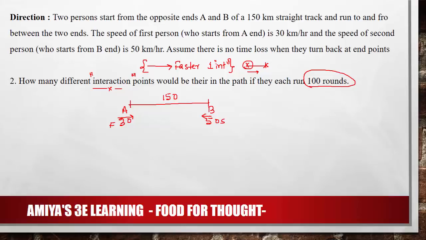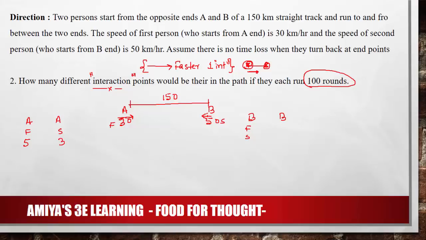So we have to find the total time in one process, and during this process how many times they would meet at the extreme ends, because when they meet at the extreme ends there is no meeting or interaction in the next round. So we have to find how many times they would meet at point A, and how many times at point B. For the first one, at point A, for one round, the total time is 5 hours for the first person, and 3 hours for the second one.